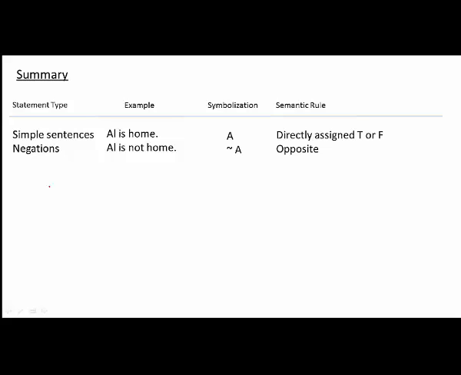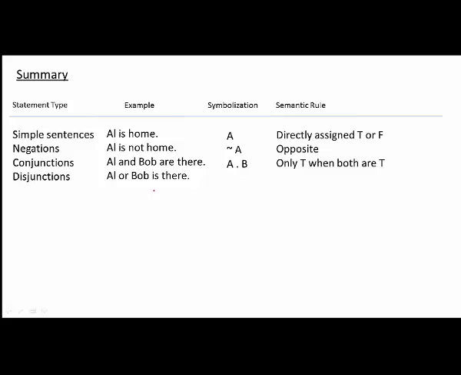We have conjunctions, which represent statements like Al and Bob are there, or Al is there and Bob is there, which we symbolize with a dot. In this case, it's between two simple sentences. And the semantic rule for dot is that it's only true when both sides are true. We have disjunctions, which represent statements like Al or Bob is there, or Al is there or Bob is there. And we represent those with a wedge, in this case A wedge B. And the rule for the wedge is that it's true as long as at least one side is true.